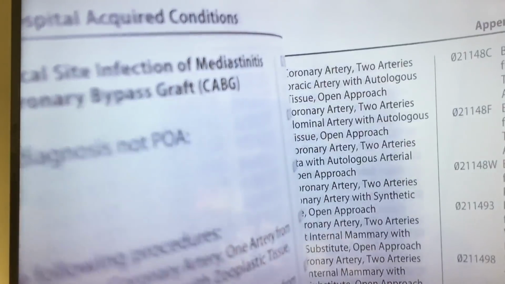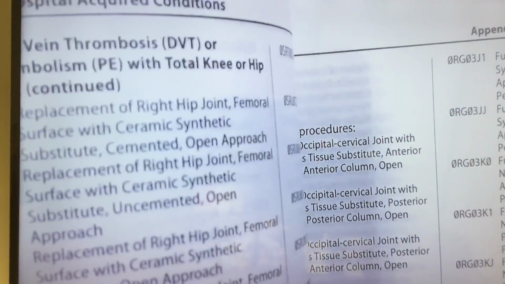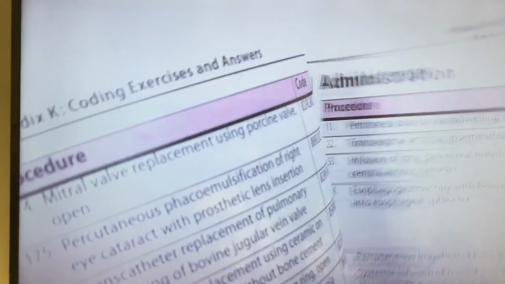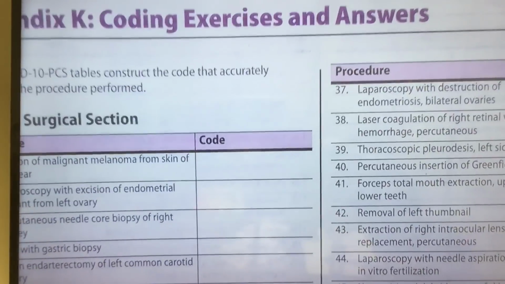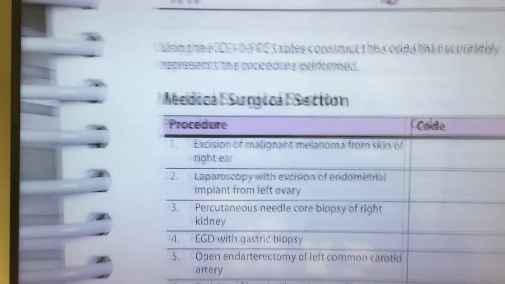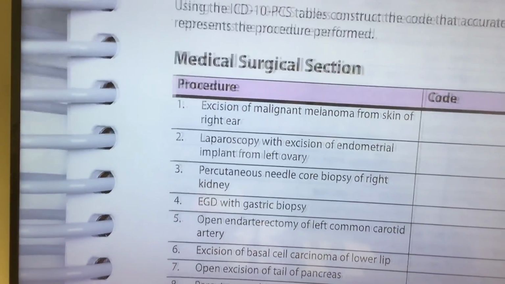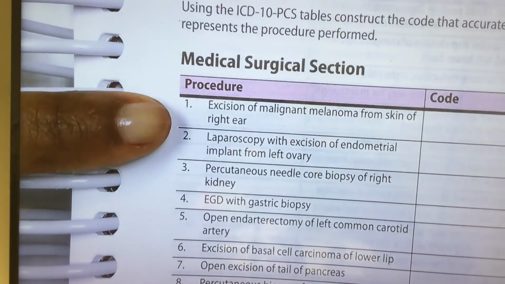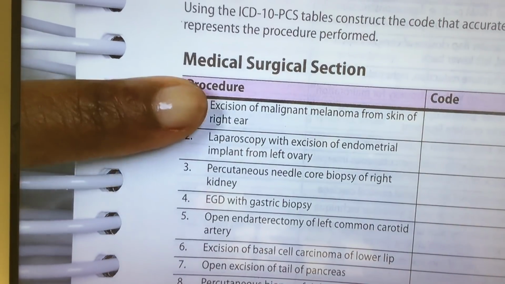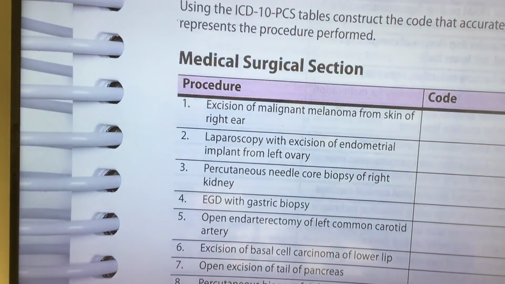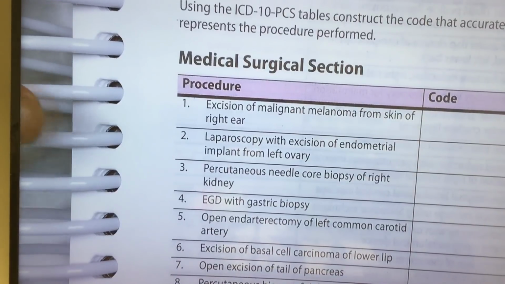So remember, you had the appendix that has the exercises. So we're going to do the very first one, and I'm going to be on page 907. So here it says excision of malignant melanoma of the skin from the right ear. So first I got to know my root operation. So I'm going to help you out and tell you that this is an excision.